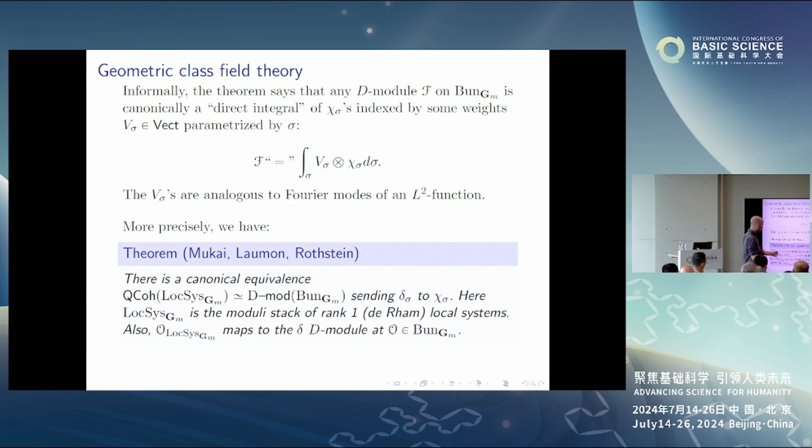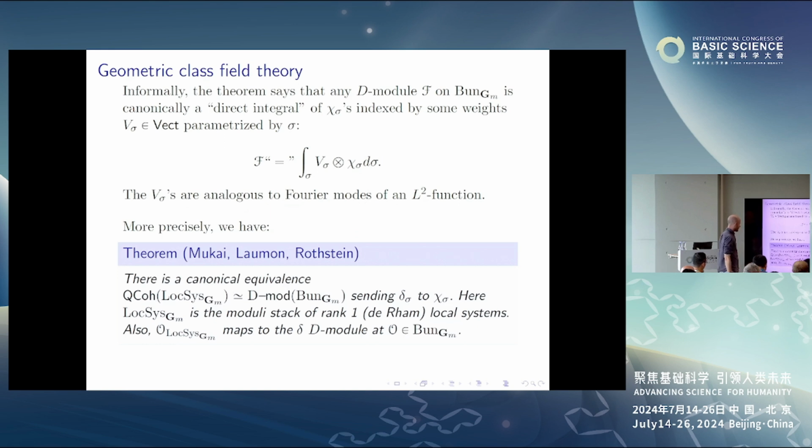So we think of this as kind of like integrating over all sigmas. So every sheaf here, you can think of as kind of an integral of skyscraper sheaves at points weighted by vector spaces. And then what we're saying is that it's some version of this theorem in this case. It says every D module is sort of an integral of these chi sigmas, which correspond to those delta sigmas, weighted by vector spaces. And let me just also remark that if you take O, this maps to the delta D module at the origin here.